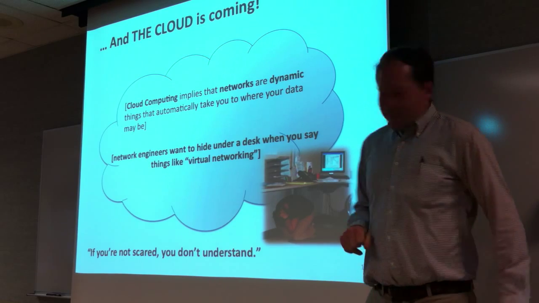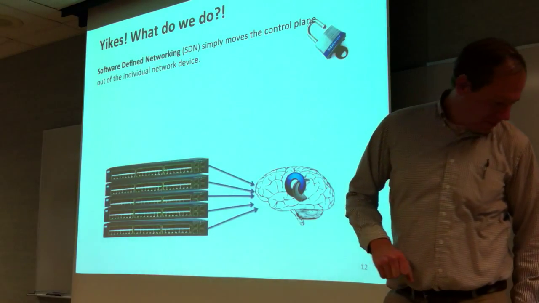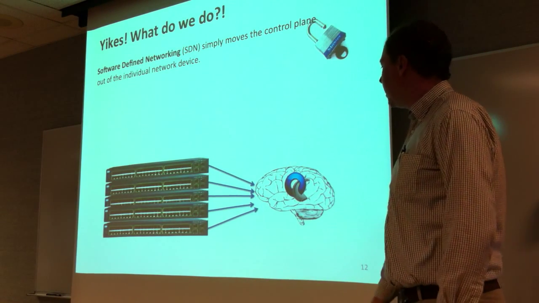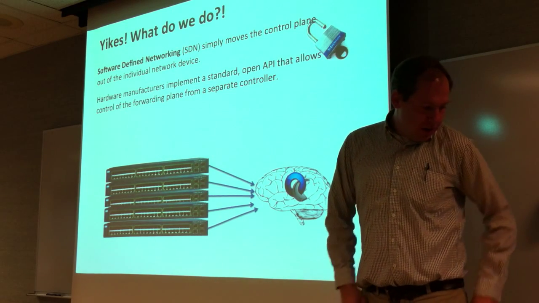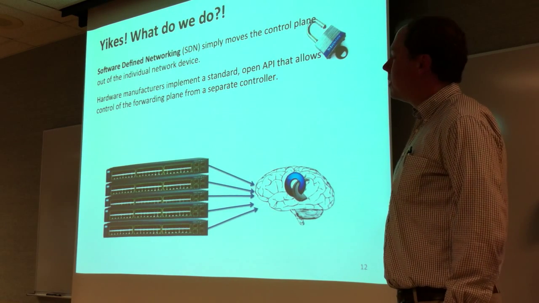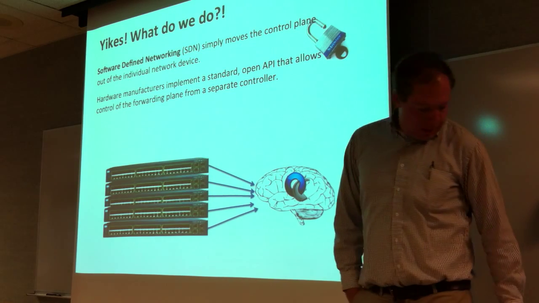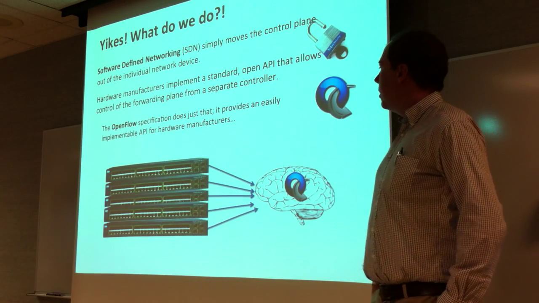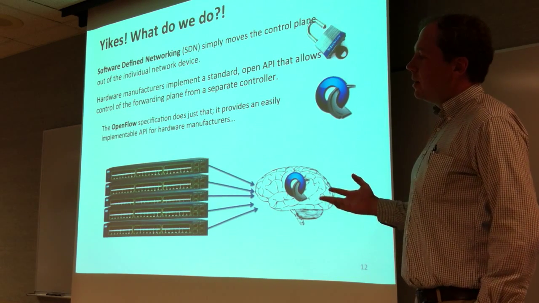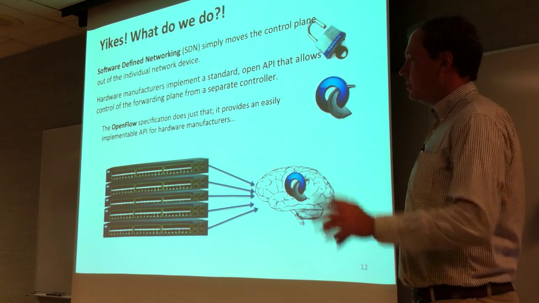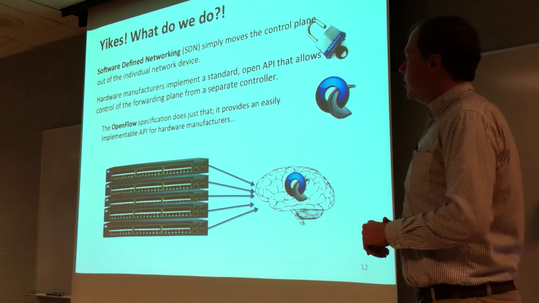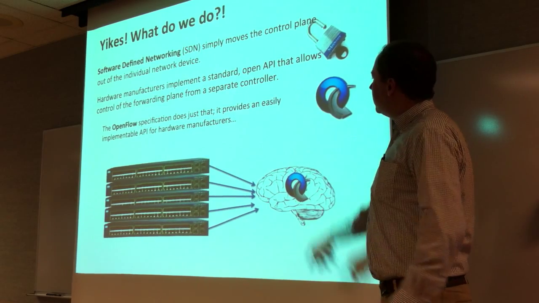So, what do we do? Well, software-defined networking just takes the control plane out of the individual device. Hardware manufacturers just implement a standard API that allows control of the forwarding plane from a separate controller. OpenFlow is the first specification that really does that. When we say software-defined networking, a lot of people mean OpenFlow, but software-defined networking is what it is, and OpenFlow is an implementation of it. And that's the little OpenFlow symbol.